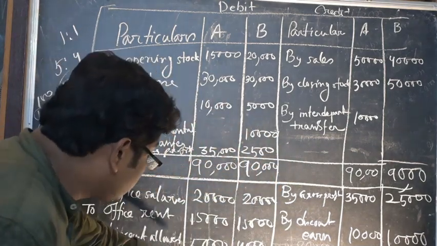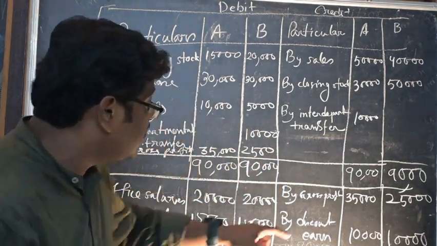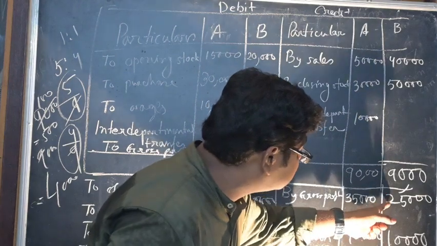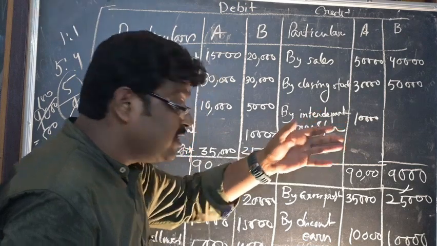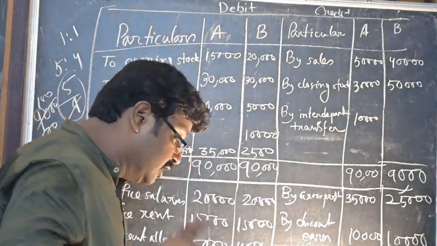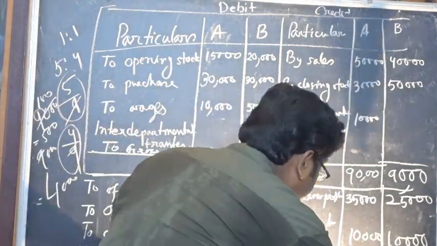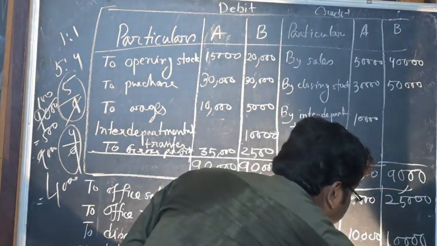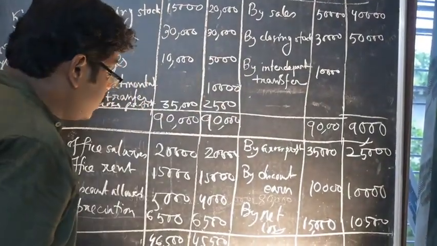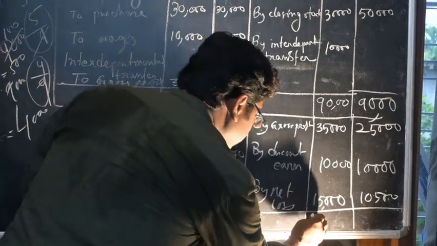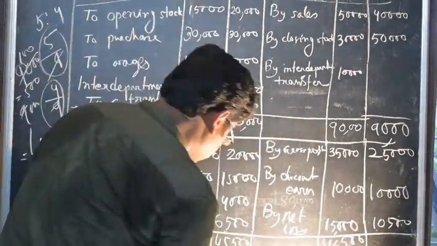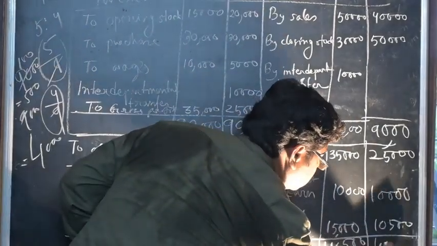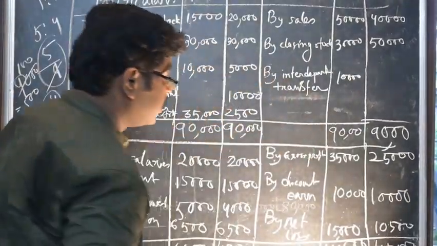In the same way, for department B, the debit total is 45,500, and if you add the credit side, that is 35,000. So department B also has a loss, and the net loss is 10,500 here. So the totals are 46,500 and 45,500.